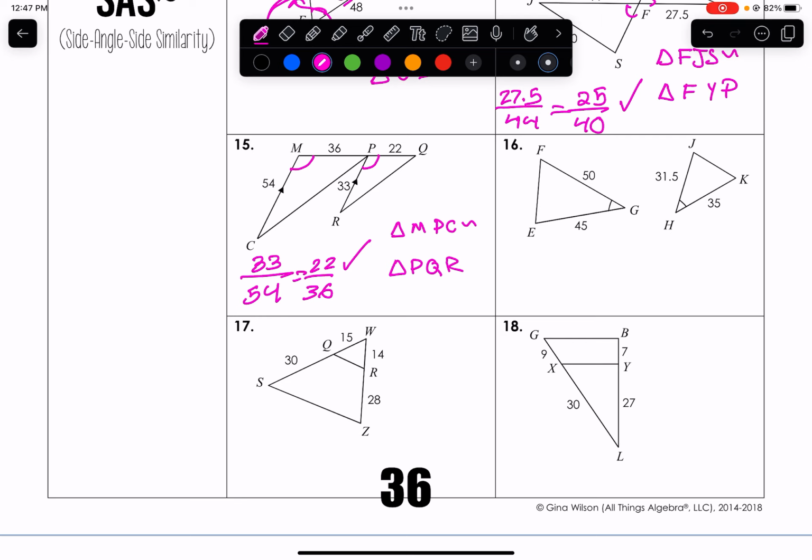So they give us a corresponding congruent angle. So we are now checking the proportion. So 35 over 50 would have to be equal to 31.5 over 45. So 35 divided by 50 is 0.7. 31.5 divided by 45 is 0.7. So they are similar. So triangle FGE is similar to triangle KHJ.